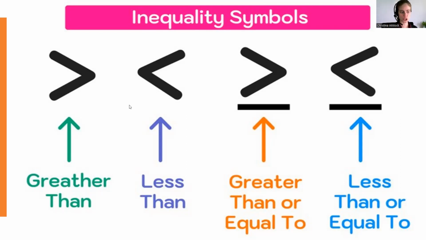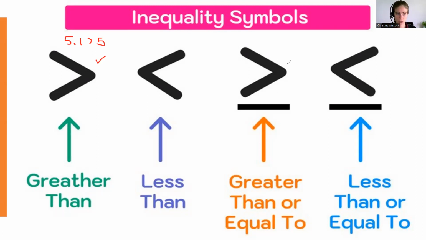When we have our first two symbols here, just the regular less than and the regular greater than, your number cannot be equal to that. It has to be at least a small portion greater or a small portion less. It can be like a decimal. So let's say we had something like 5 1/10 is greater than 5. That would be okay. It can be a small amount, but it has to be greater.